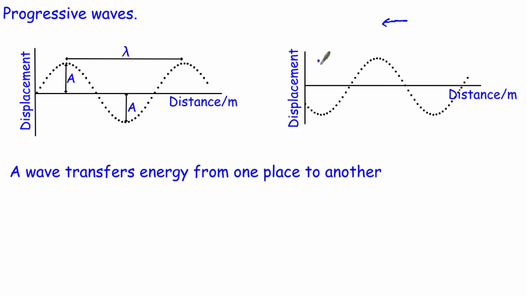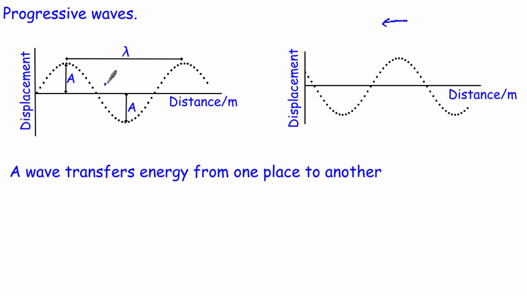So if we look at one particular particle, let's pick this one here, you can see that all this thing does is oscillate. In other words, it just goes backwards and forwards, or in this case up and down. But what it doesn't do, really importantly, is move from one end of this wave to the other. So the particles don't actually move from one end to the other. The only thing that's moving is energy, and that's really important.